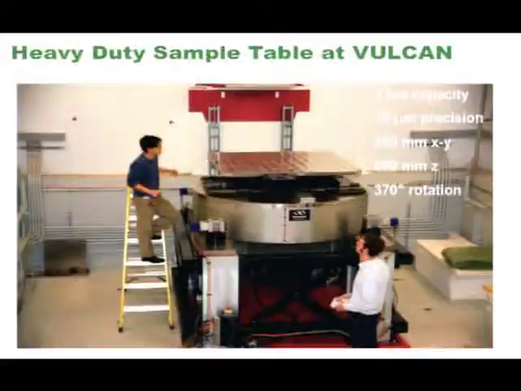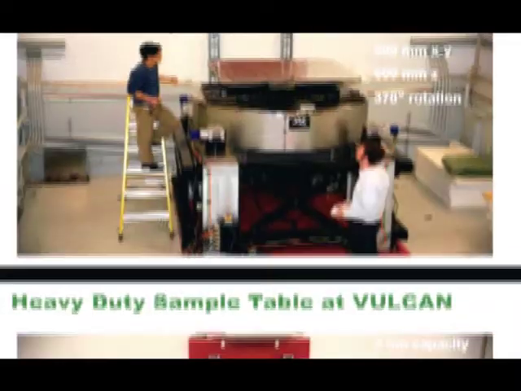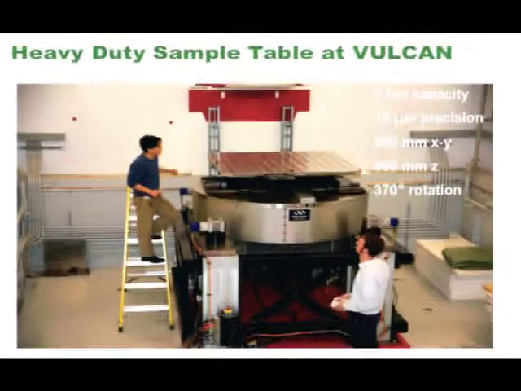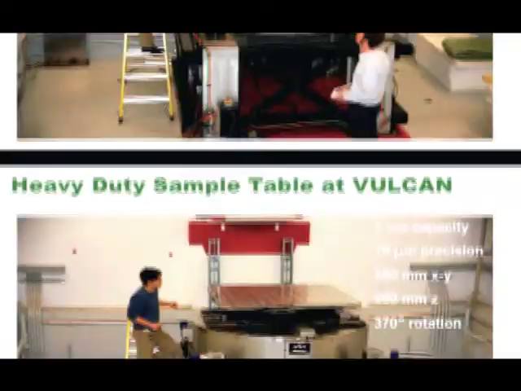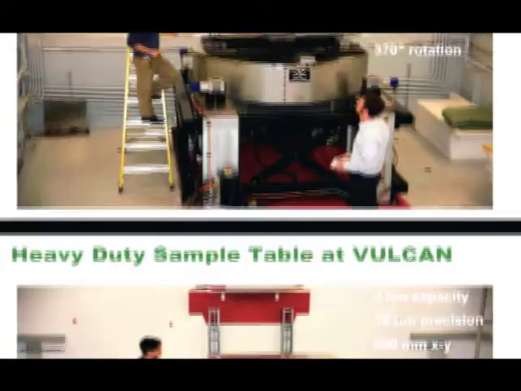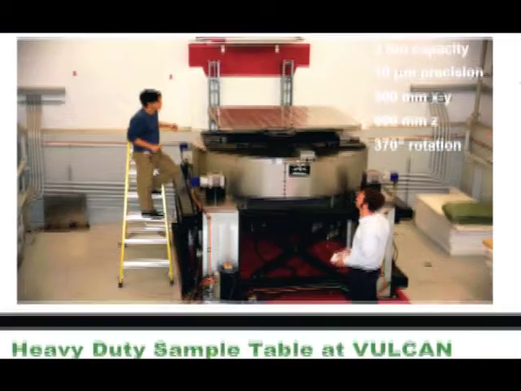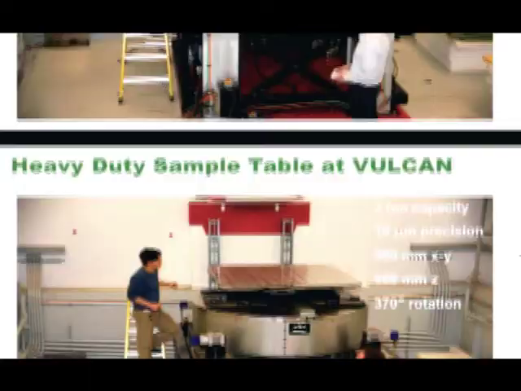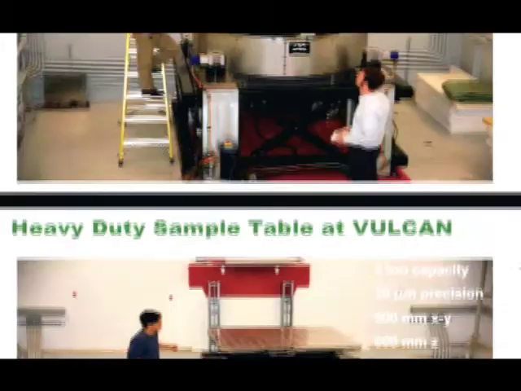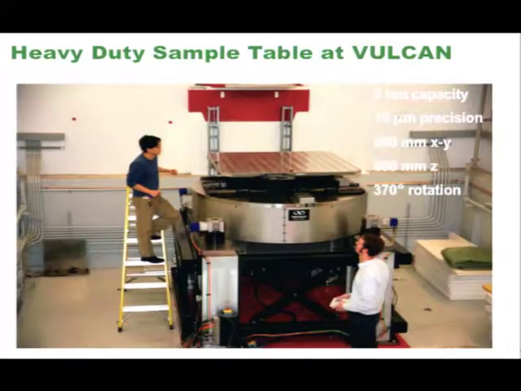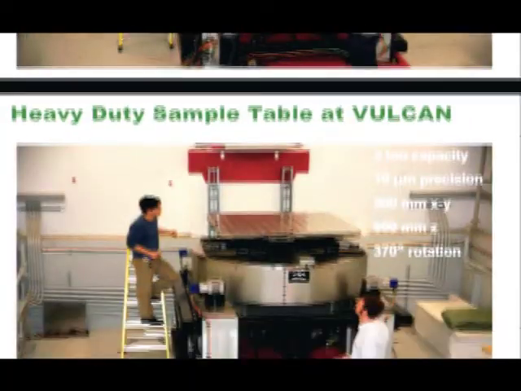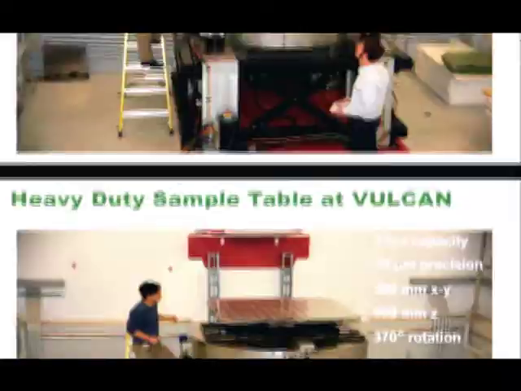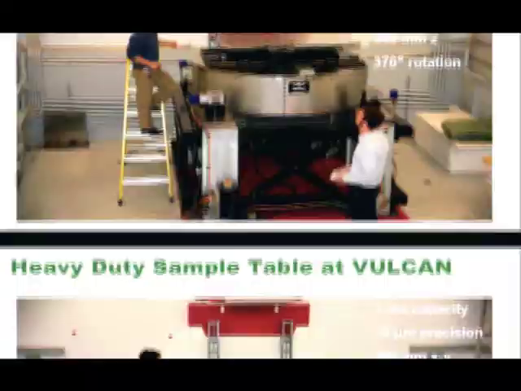To give you some idea of what a translation stage looks like, this is the heavy-duty sample table at VULCAN that we just built at SNS. It can support up to 2 tons with a very high precision of 10 micron in movement, 500 millimeter translation, and full rotation. Hardy is a pretty tall guy, he's 6-some feet tall, and it tells you how big the sample table is. And we'll see how useful it is later on.